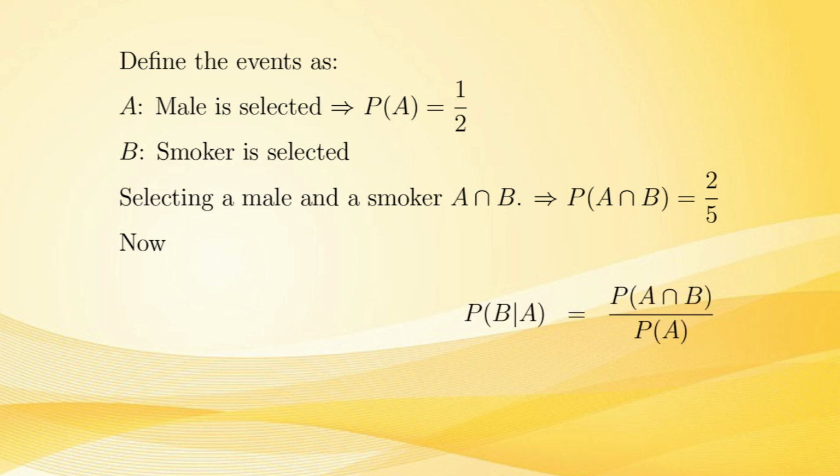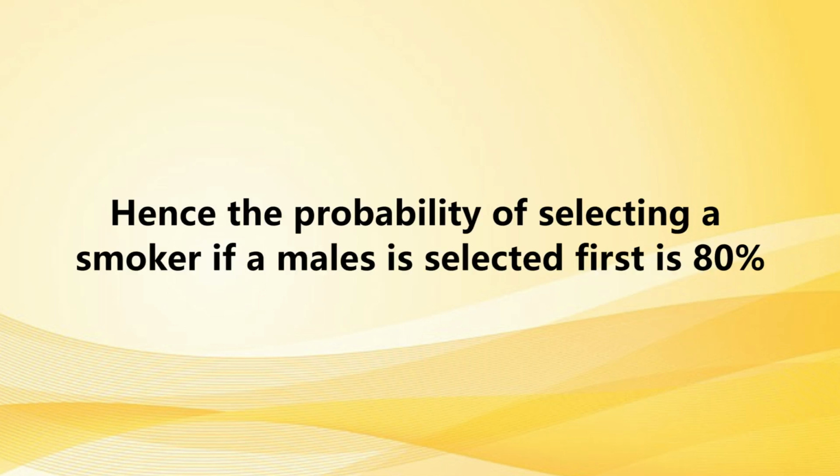Now, by multiplication theorem of probability of dependent events, we have probability of B given A is equal to probability of A intersection B divided by probability of A, which is equal to 2 by 5 divided by 1 by 2, which is equal to 0.8. Hence, the probability of selecting a smoker if a male is selected first is 80%.